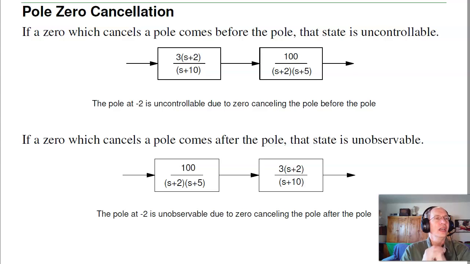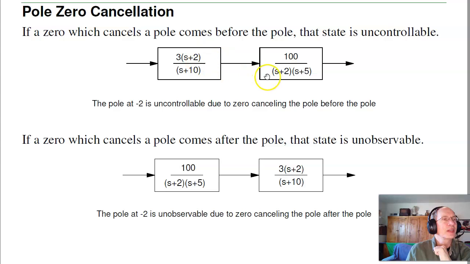Another way to explain controllability and observability is that if a system isn't controllable or observable, I've got pole zero cancellation. Where you put the zero determines whether it's not controllable or not observable. In this case, the pole at -2 cancels.